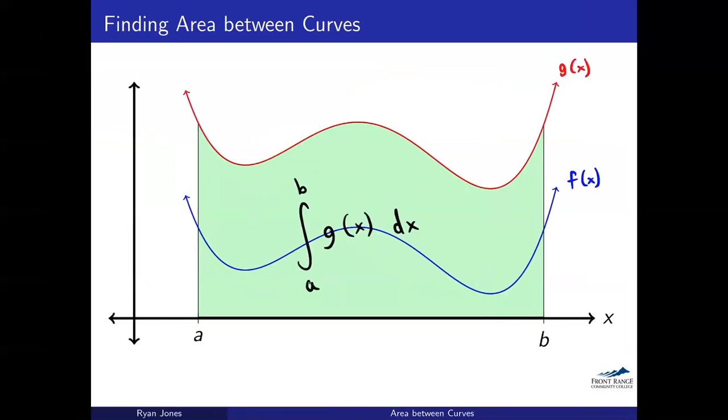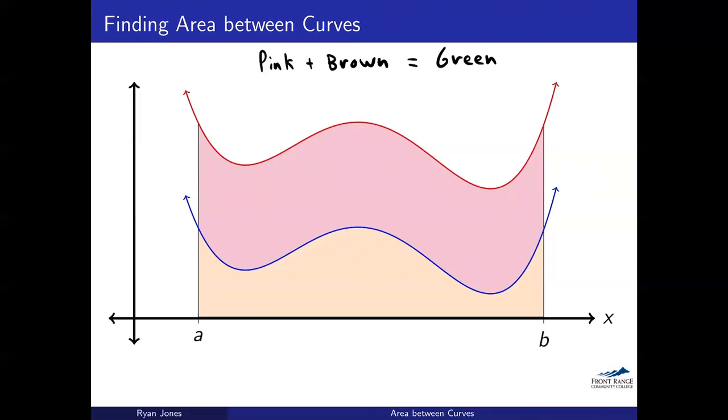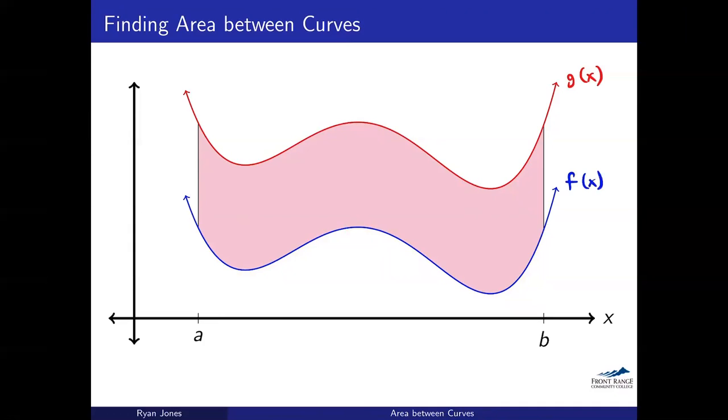These two colors together are this entire green. So we have a formula here. We know that this entire green is given by this integral of g, and so that's what this pink and the brown are. So all we have to do is take the integral underneath G and subtract the integral underneath F.